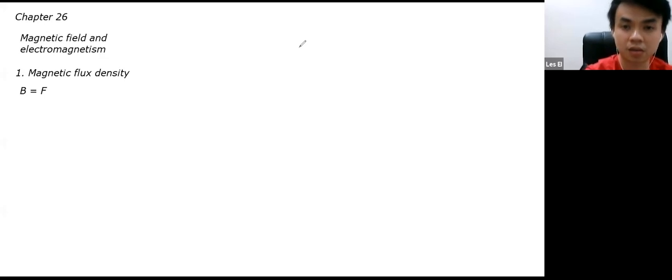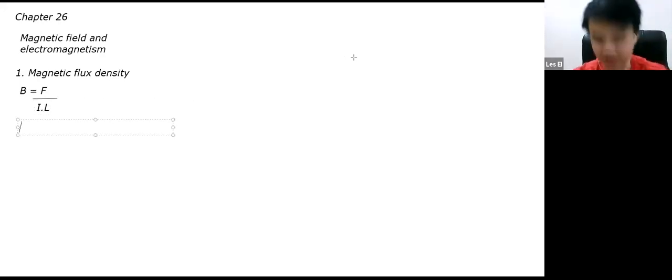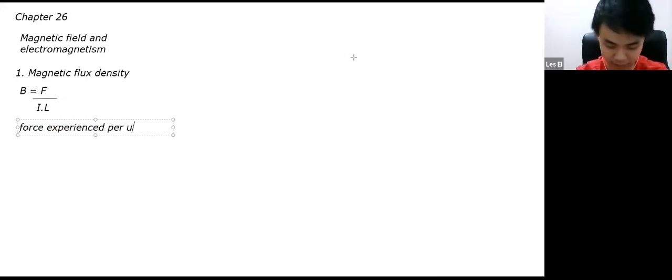So B is equal to F over IL. If you're asked for the definition of magnetic flux density, you can refer to the formula. So it's the force experienced per unit length.